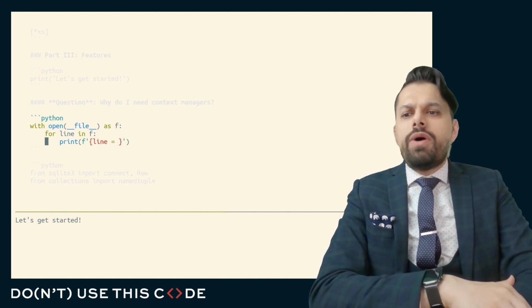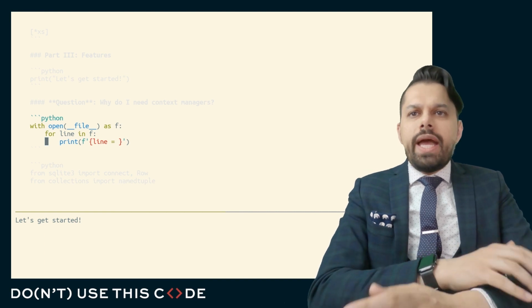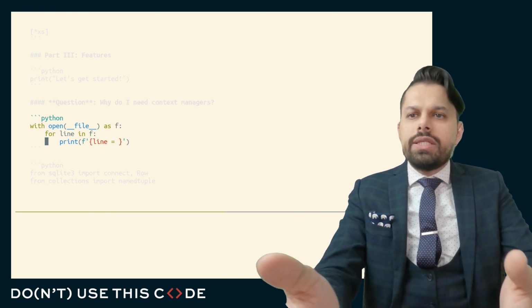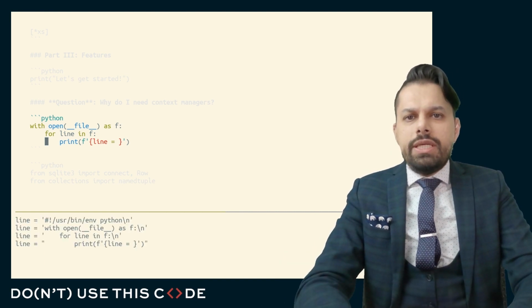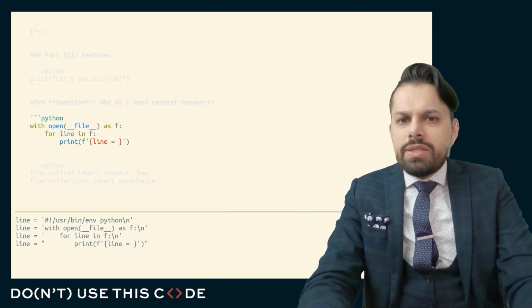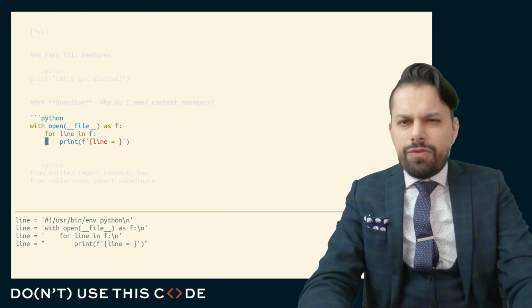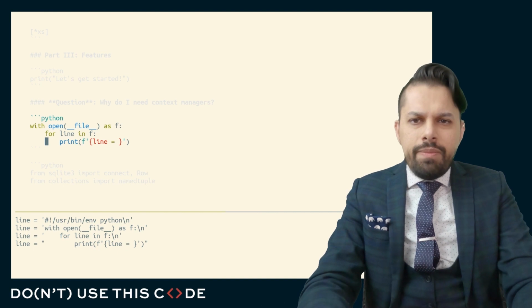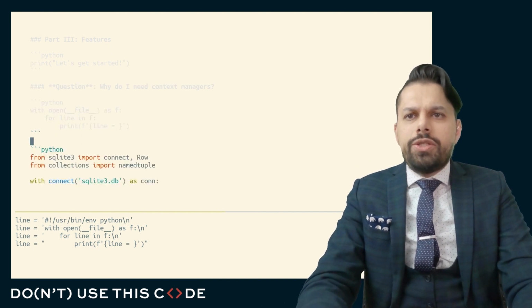Every time we open a file, we use with open something as f, and then we iterate over the lines in the file. And it's a very common syntax that we see, very common use case. And maybe it was even drilled into us when we learned Python for the first time. Never just open a file and then manually close it, always use this context manager.